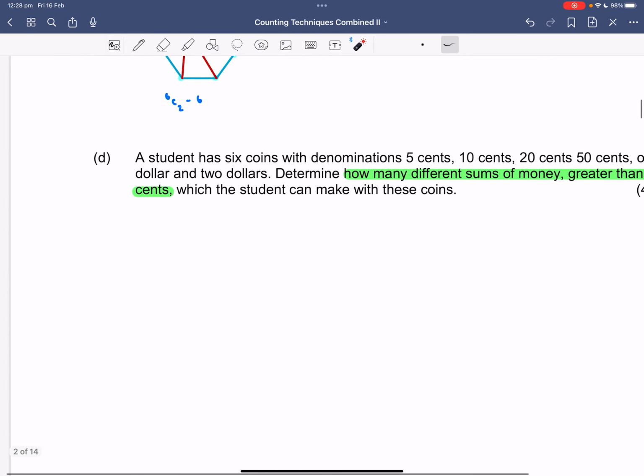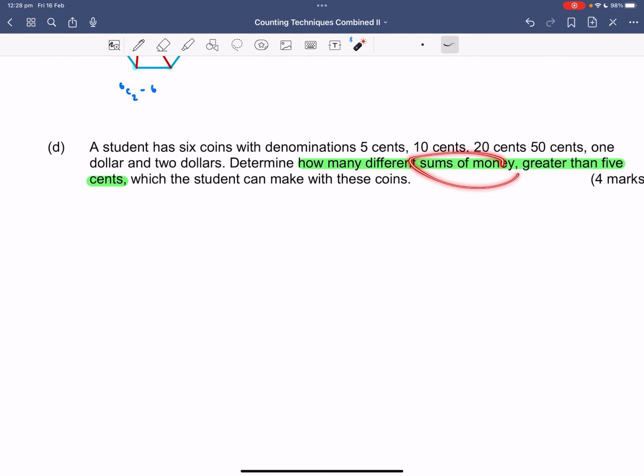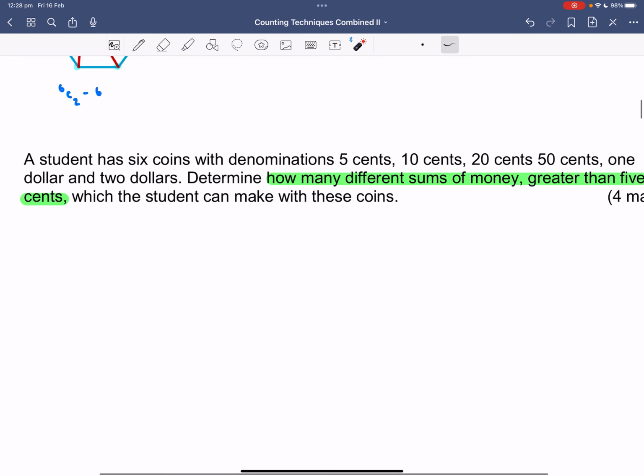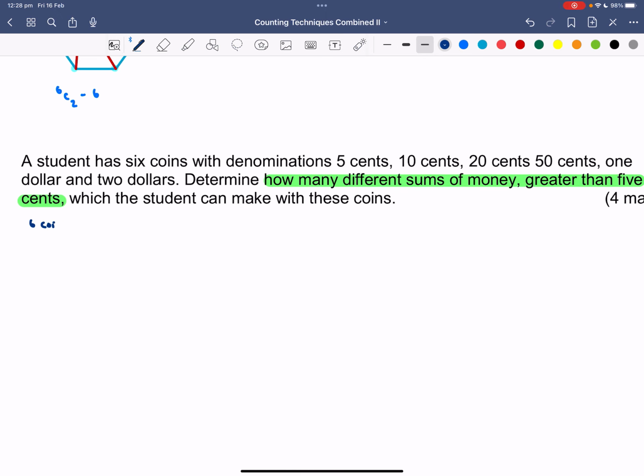So this question is very, very similar. We want to know the different sums of money, but another way of saying this question is that I have 6 coins. There are 6 coins, and I must select one or more, and then obviously we're going to add up the total. But adding up the total is not really important. The important thing is you have to select one or more. There is a little catch to it. I'll discuss the catch in a little second.